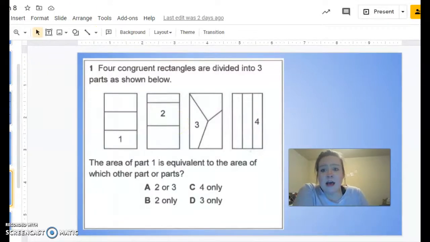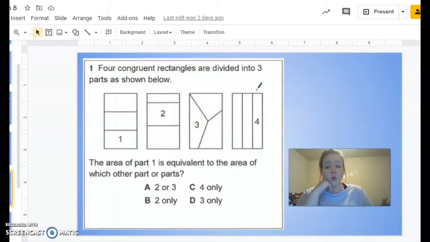Okay. So this says 4 congruent rectangles are divided into 3 parts as shown below. Each one of these rectangles is the same size. Okay, that is the first step. Are all of your rectangles the same size? Yes, they are. Divided into 3 parts below. 1, 2, 3, 1, 2, 3, 1, 2, 3, 1, 2, 3. That is a true statement.